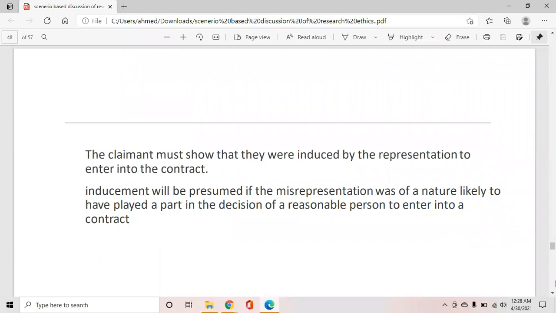The claimant must show that they were induced by the representation to enter into the contract. Inducement will be presumed if the misrepresentation was of a nature likely to have played a part in the decision of a reasonable person to enter into a contract.